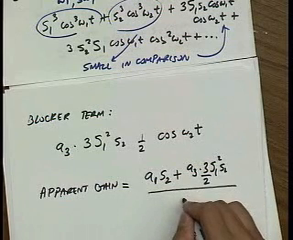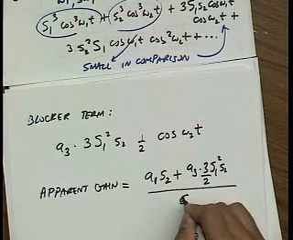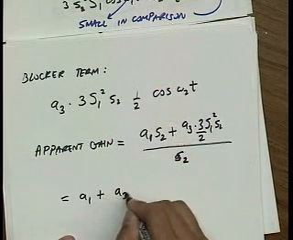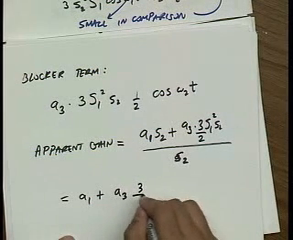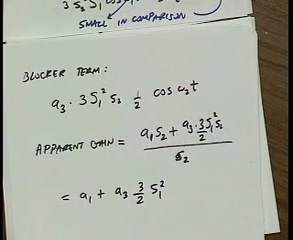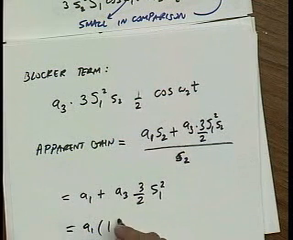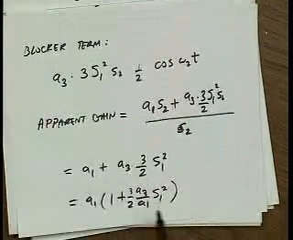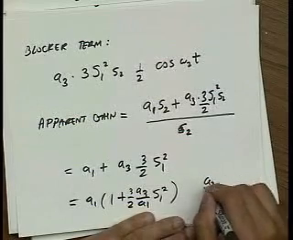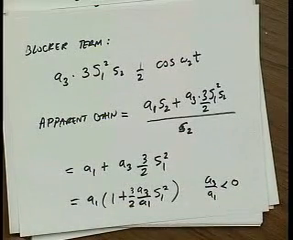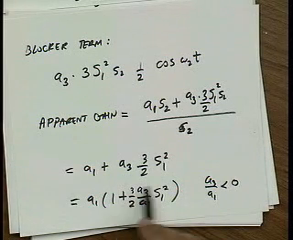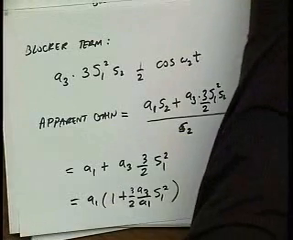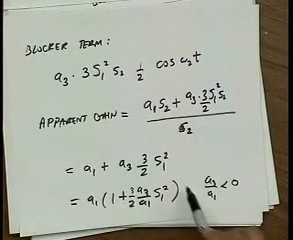And if I now divide this by the input, which is S2, the apparent gain looks like A1 plus A3 times 3/2 S1 squared. I can see that S2 cancels out of this equation. And I could write this as A1 times (1 plus 3/2 A3 over A1 S1 squared). Now if A3 over A1 is less than 0, which is usually the case for compressive nonlinearity, I can see that my blocker is reducing the apparent gain experienced by that small signal. So the small signal doesn't know what's going on. It goes through the amplifier, and instead of experiencing a gain of A1, it experiences a reduced gain.